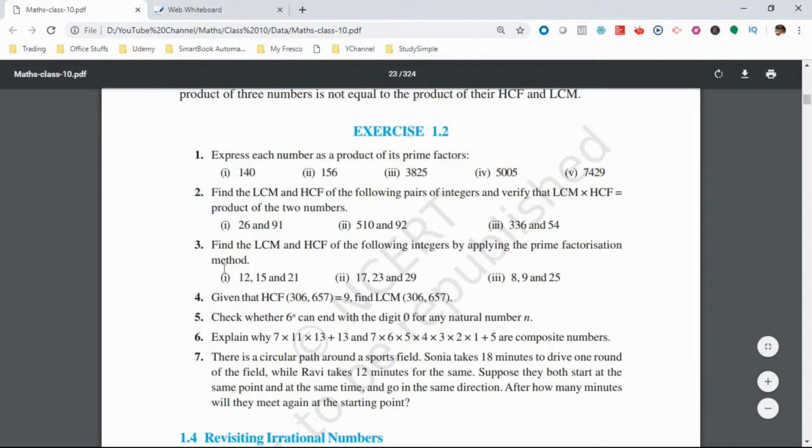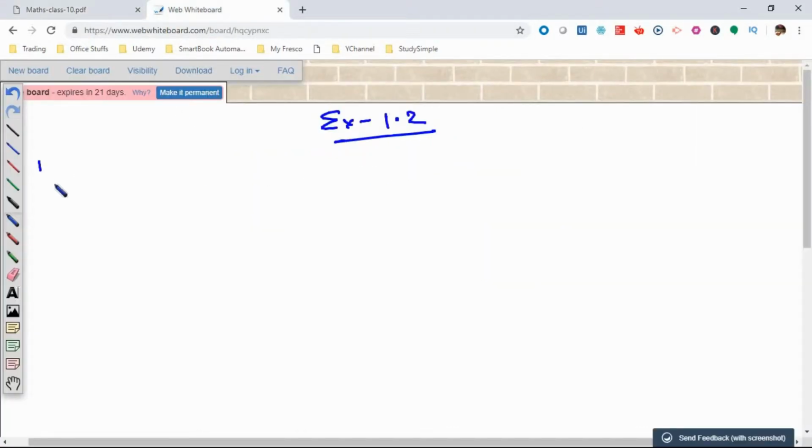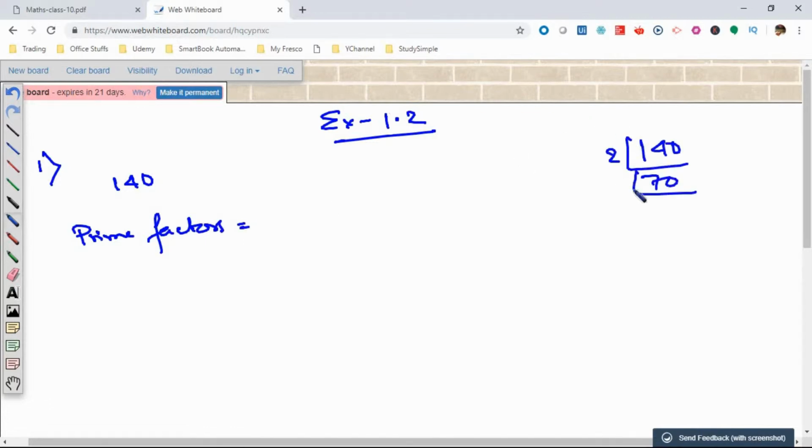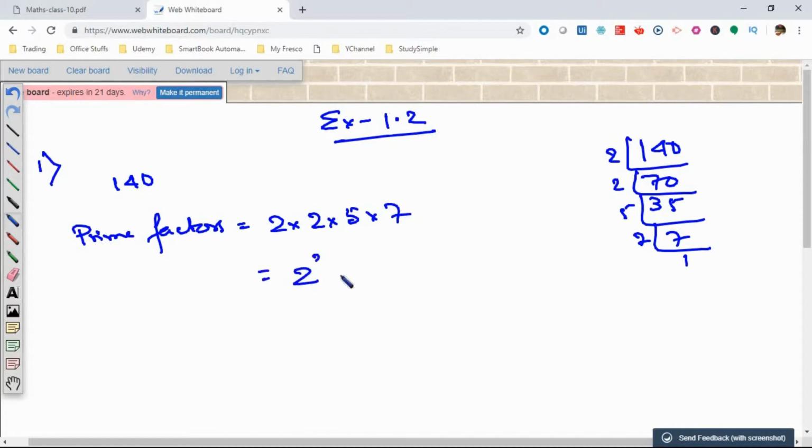Now the next application, find the LCM and HCF. Question number 1 only needs us to find the prime factors. This is very easy. If we need to find the prime factors, we do a very simple division. Always divide by the least number you can. 140 divided by 2 is 70, then 35, then 5, then 7, and 7 divided by 7 equals 1. That means 2, 2, 5, 7 are the prime factors of 140. We can also write 2 to the power of 2 into 5 into 7, because there are two 2s.